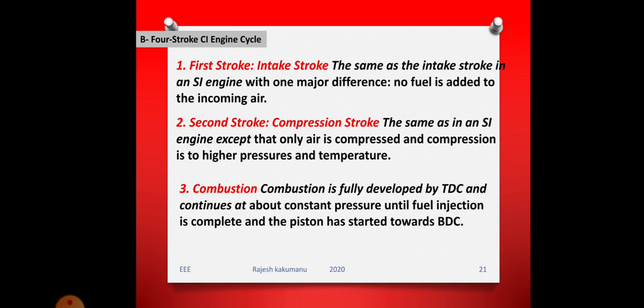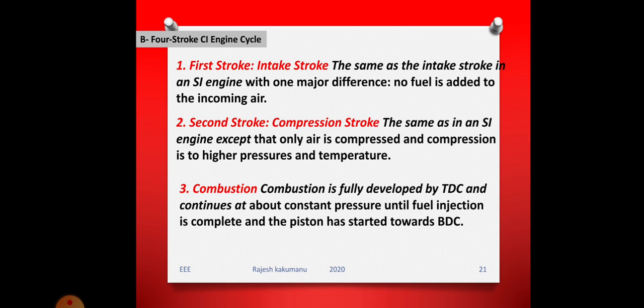4 stroke CI engine cycle. What happens in the diesel cycle? In the CI and diesel cycle, the same takes place as in SI engines, with the major difference that in the intake stroke fuel is not added. Only atomized quality air is going into the cylinder.